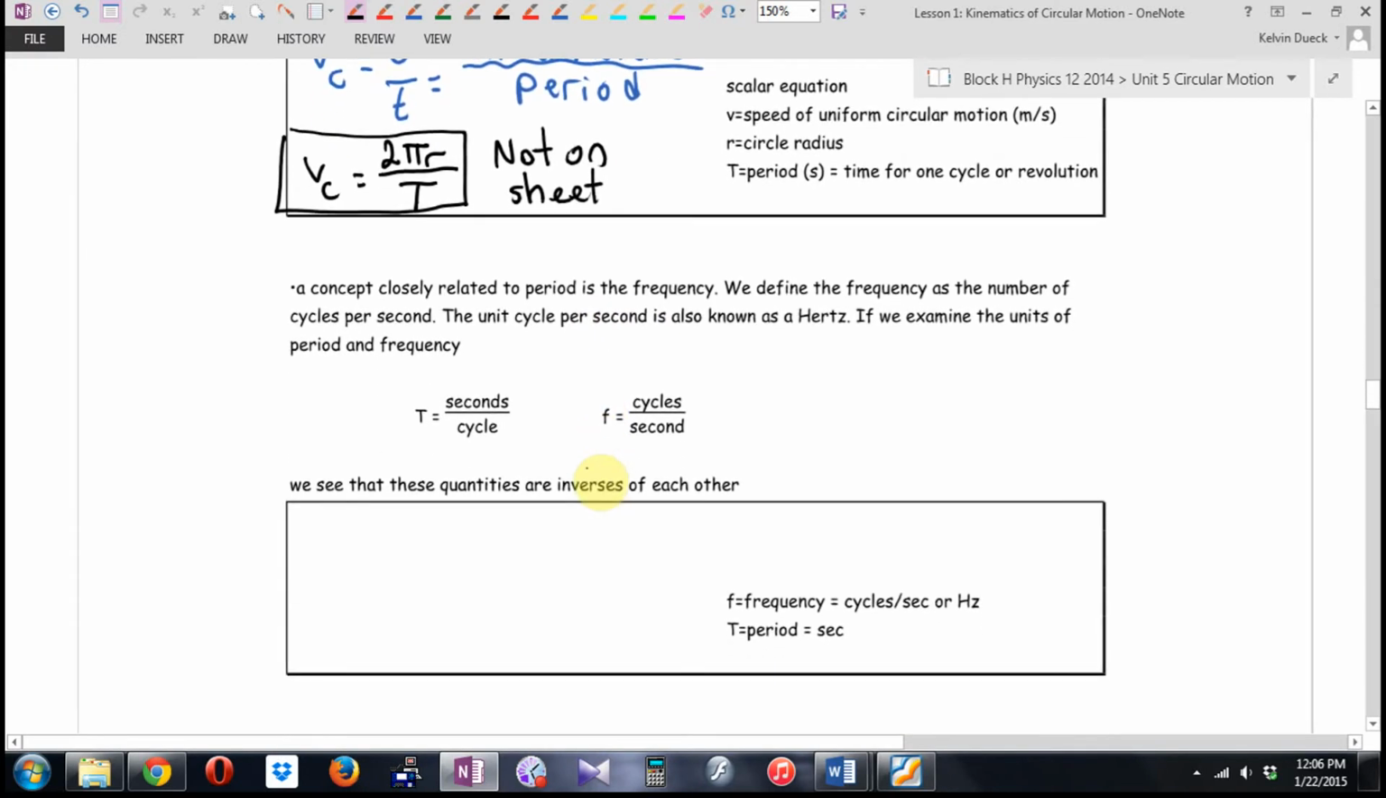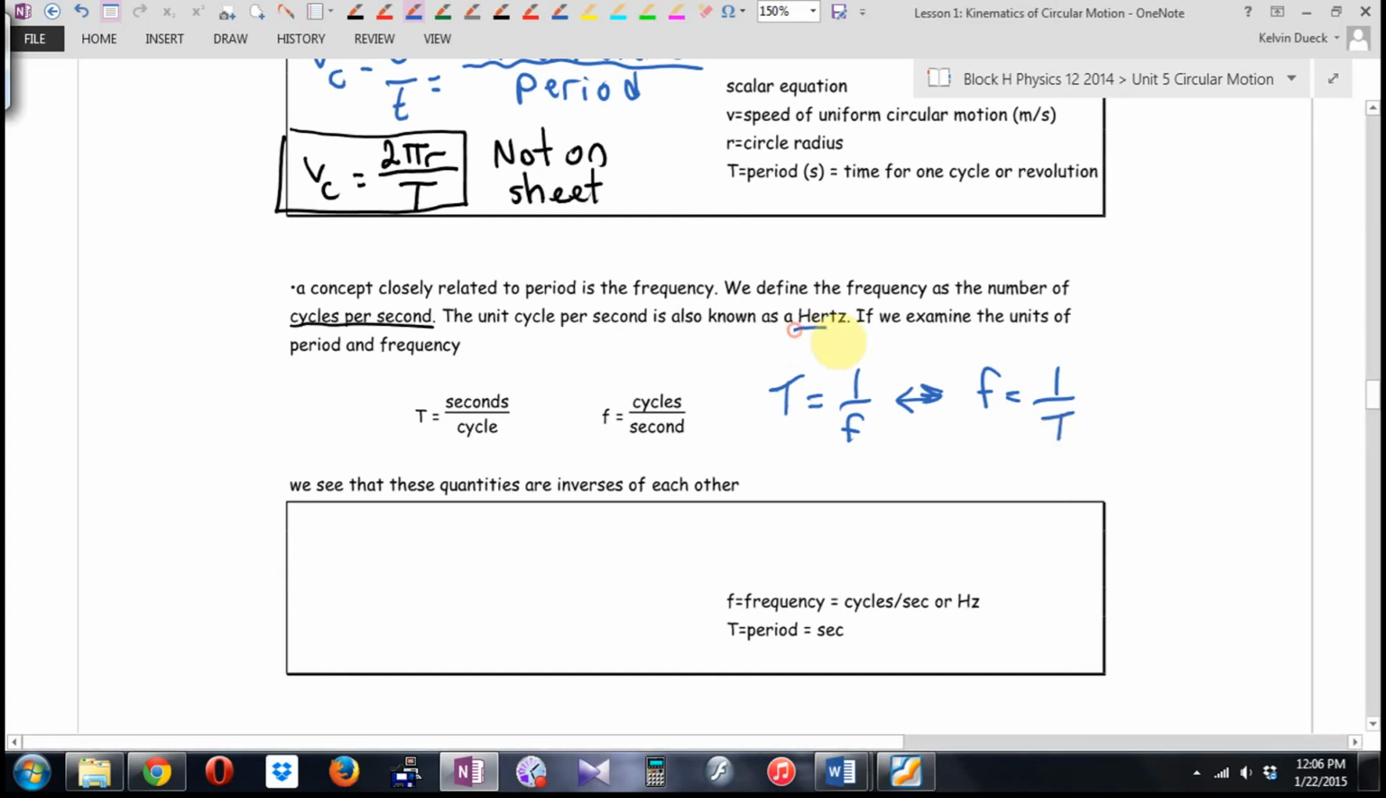A concept closely related to period is frequency. We define frequency as the number of cycles per second. Period is the number of seconds per cycle. What that really means is this. Period is the reciprocal of the frequency, and frequency is the reciprocal of the period. If you know one, you know the other. If the period is 60 seconds, the frequency is 1/60th. Whatever the heck that is as a decimal.